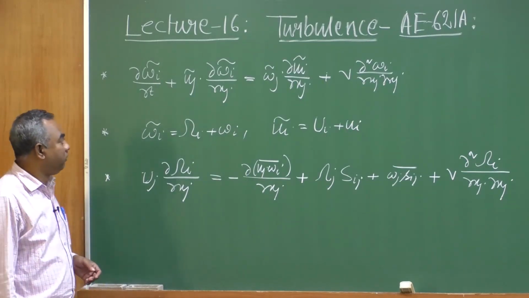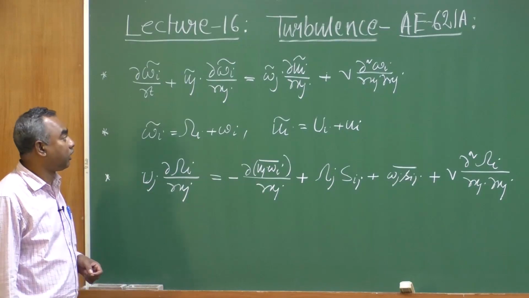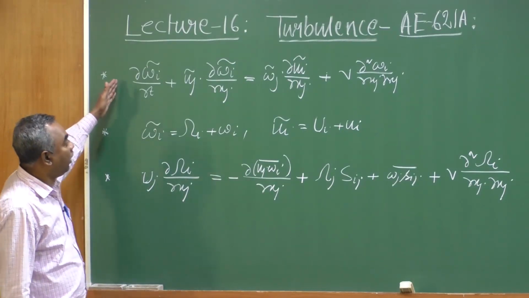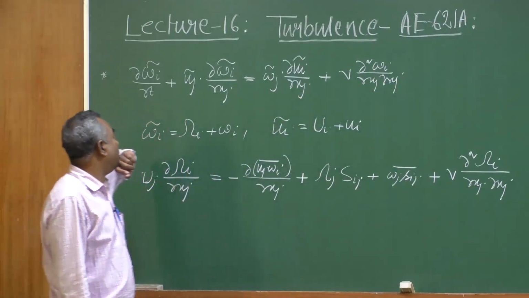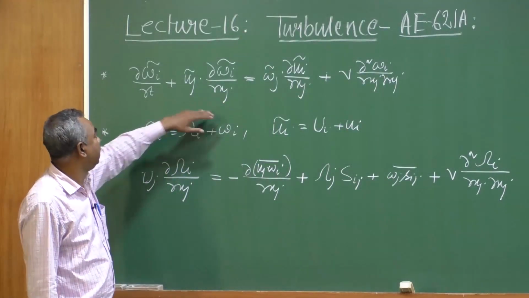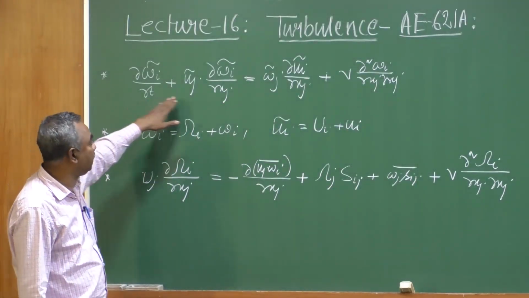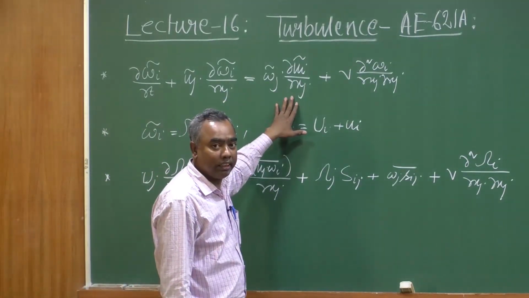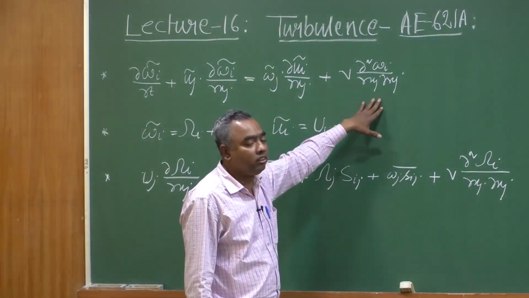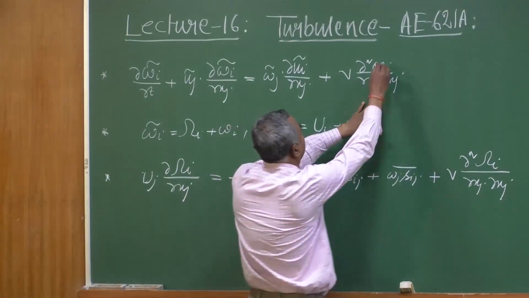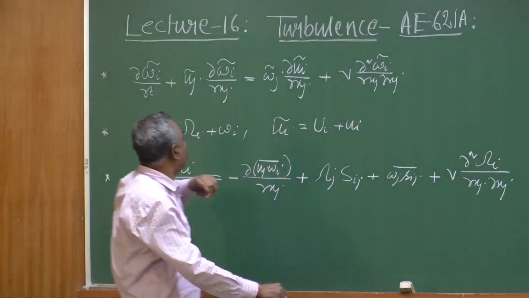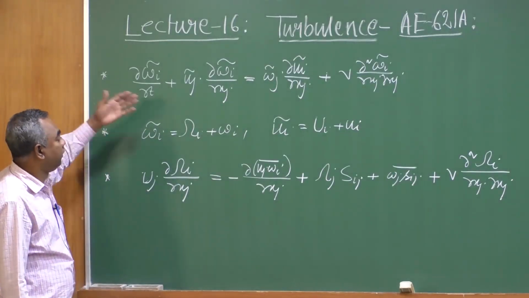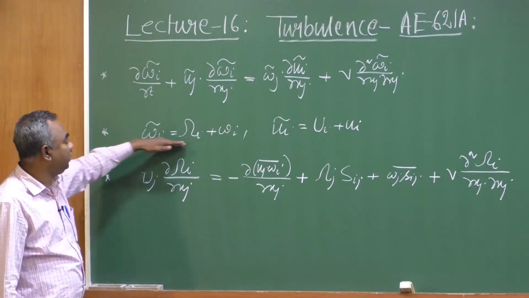So, let me start with a brief recapitulation of whatever we have done in the last class. We considered the vorticity equation as this. This is the local change of vorticity, this is the change due to convection, and this is the vortex stretching and tilting term, as I have mentioned, and this is the vorticity diffusion term.